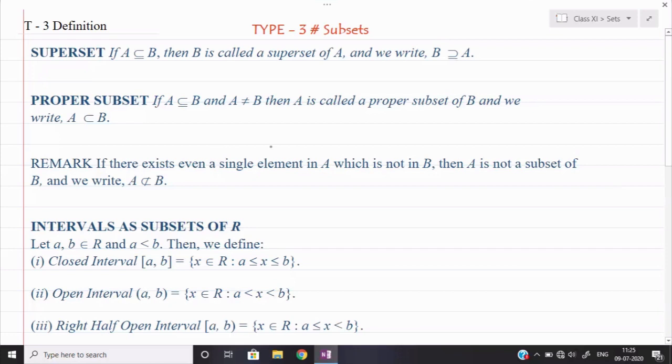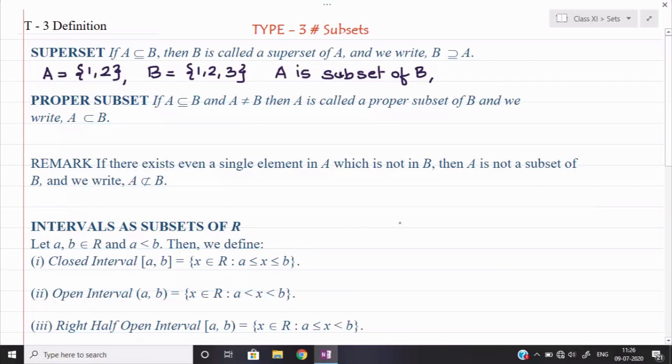Okay. So see, suppose I say A is equal to {1, 2} and B is equal to {1, 2, 3}. So observe here what we can say: A is a subset of B. Okay, in mathematical notation we will write it in this manner. But suppose that I want to express the same relation from B to A.